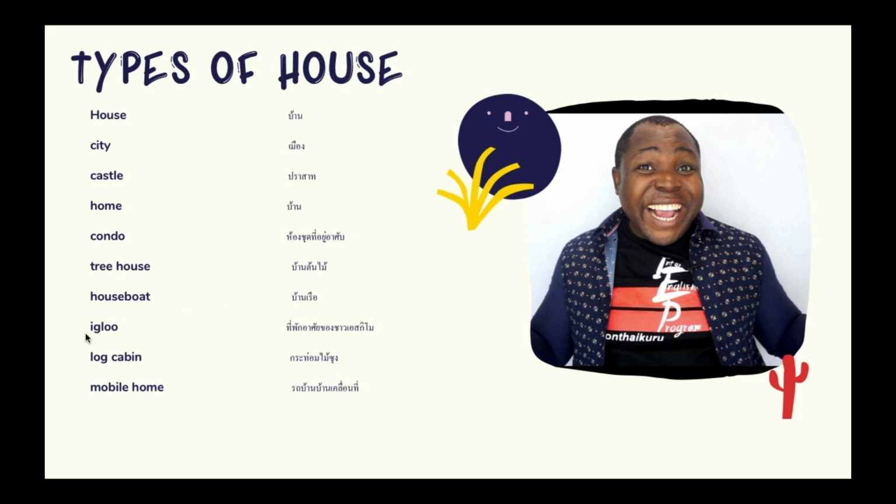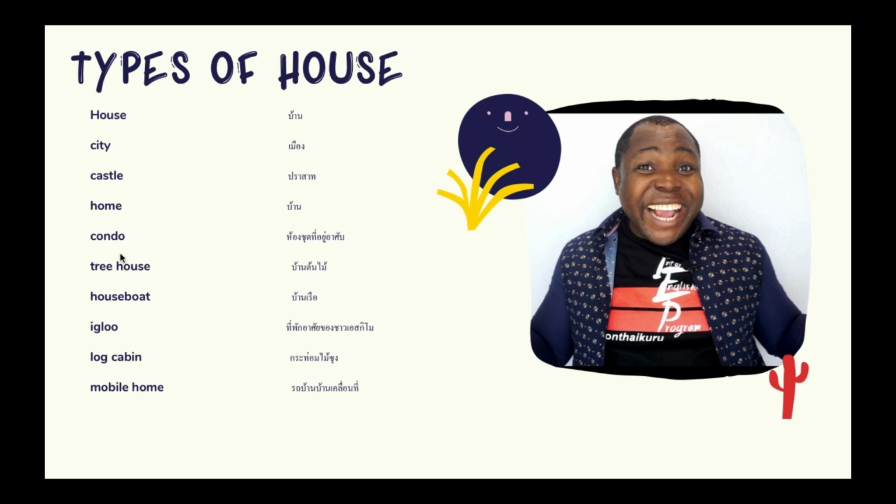Or an Eskimo lives in an igloo. An Eskimo lives in an igloo, right? We live in a log cabin. One more time, log cabin. It's also a type of house. And lastly, we live in a mobile home. A mobile home is a type of house that can move from one place to another place. So these are the types of houses.